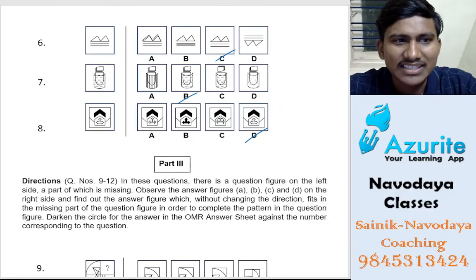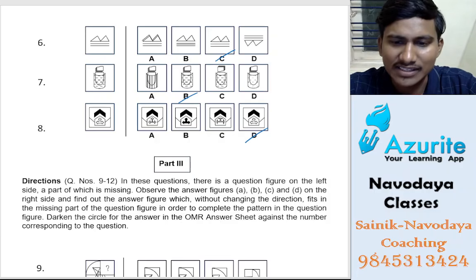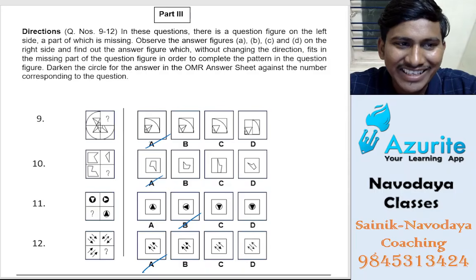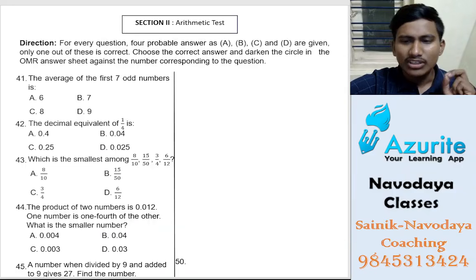So the sixth answer is C. That is the same. Seventh is B, and eighth is D. So the ninth is A, the tenth is A, the eleventh is B, and the twelfth is A. Okay. Yes. Students, we will solve the maths first.